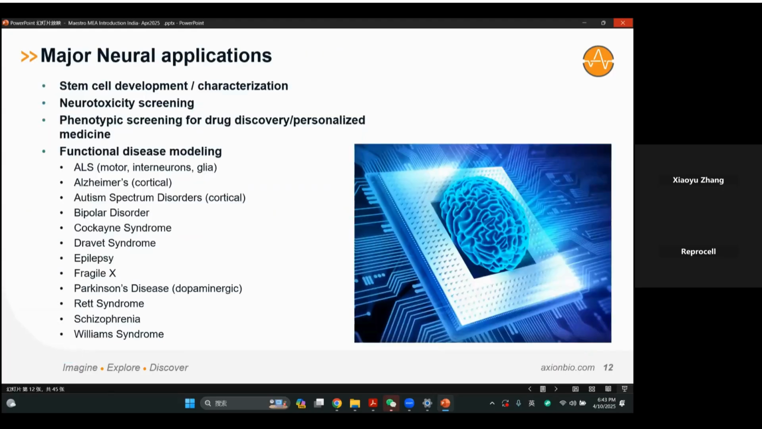After we have a brief idea of what MEA is and what we can get from MEAs, let's move on to its applications. Here are some major application areas. Some researchers use it to monitor cell culture over time without interference, allowing users to track neuron development, disease progression, or chronic responses.